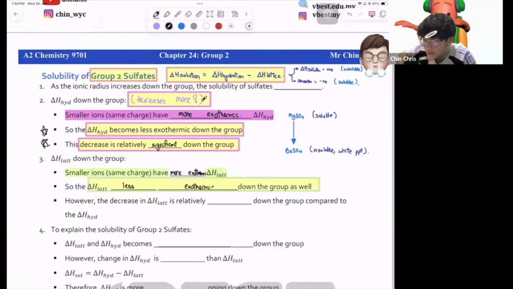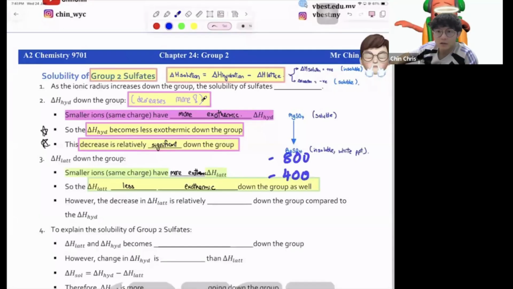Don't use the word decreases, guys. I want you to use more negative, less negative, more exothermic, less exothermic, things like that. Because decreases is very debatable. Like from negative 800 to negative 400, is that a decrease or an increase? You can say it decreases because the value decreases, but in mathematics, it increases. So it's not right. Try not to use decreases and increases.